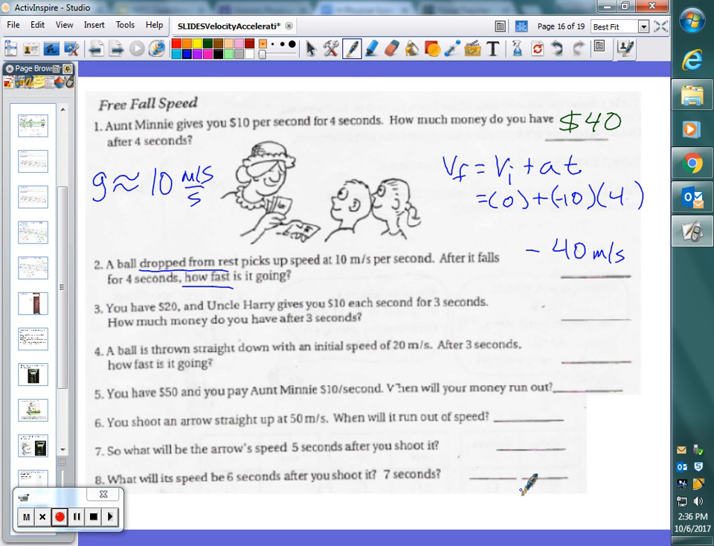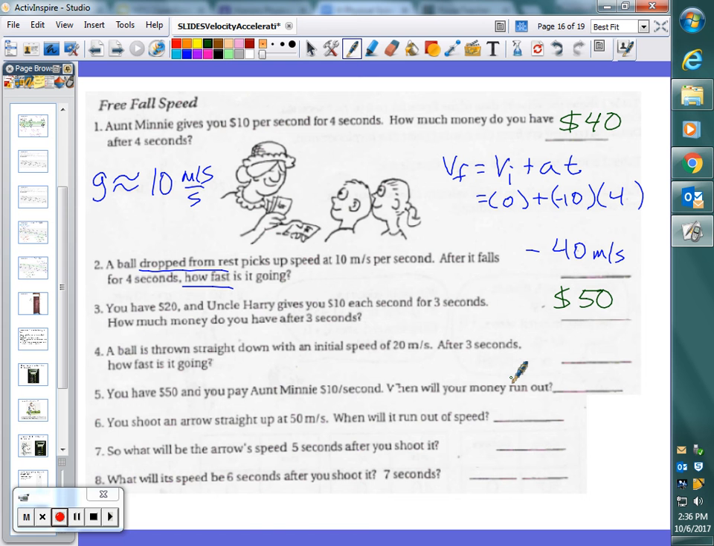So, in this question, you started with $20. Uncle Harry was still giving you $10 a second, but only for 3 seconds. So overall, how much money do you end up with? $50. But if we think about it in terms of a change, you still changed by $30 over 3 seconds, regardless of the fact that you already started with 20. Yes? Okay, now, make this connection.